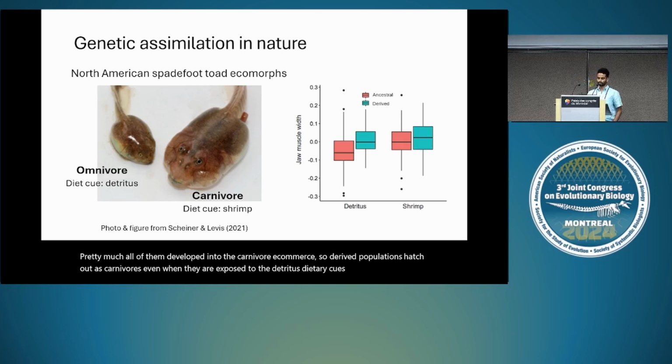We show this with the jaw muscle width. In the derived populations, even when they eat detritus, their jaw muscle width is comparable to that of the carnivore morphs in the ancestral populations. The populations with canalized traits express their traits closer to the optimal value and with fewer performance costs than populations with induced plastic traits. The difference in the means for the derived populations between the detritus and shrimp dietary cue is much smaller compared to the ancestral population.